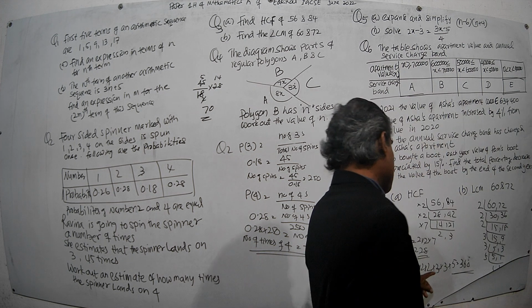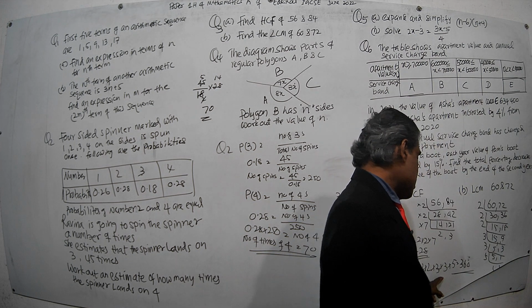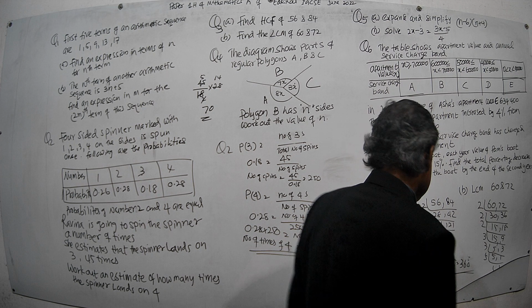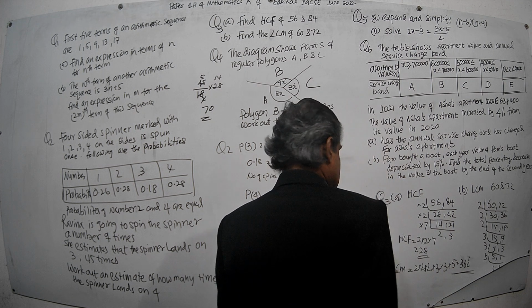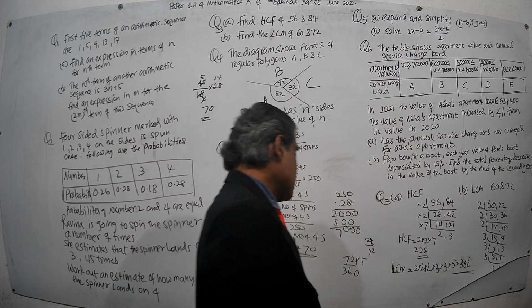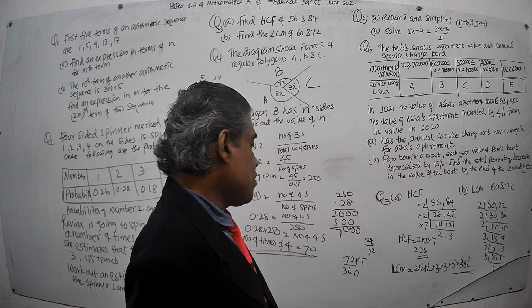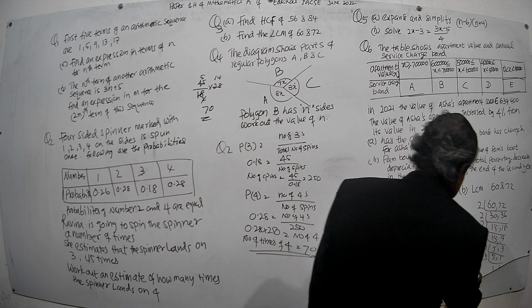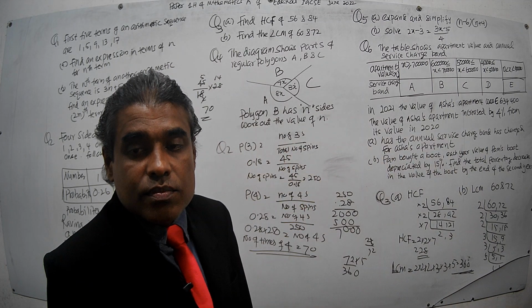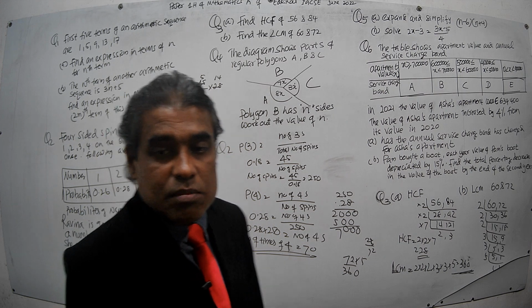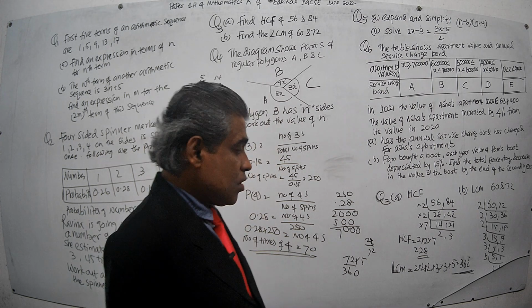2 times 2 is 4, 4 times 2 is 8, 8 times 3 is 24, 24 times 3 is 72. 72 times 5: 5 times 2 is 10, 5 times 7 is 35, plus 1 is 36. Yes, this is the answer, 360. That is the LCM. LCM is 360.